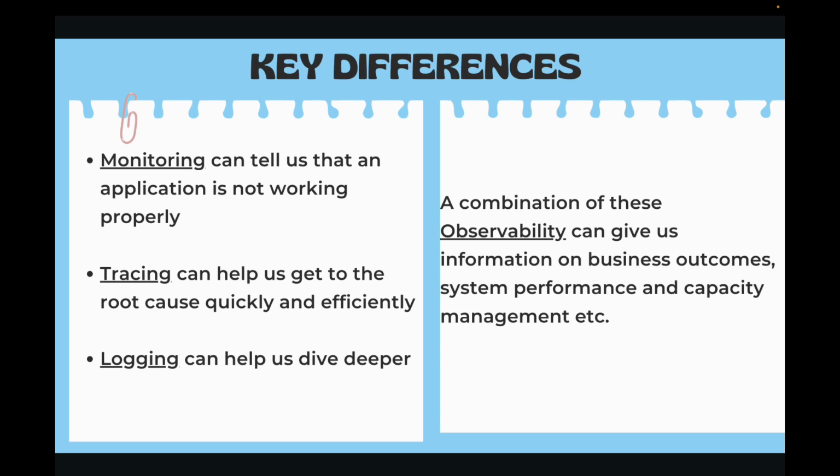So observability is a combination of monitoring, tracing, and logging. Really, monitoring, tracing, and logging are the technical side of things, whereas observability is the combination of those three technical aspects that will help you with the key decisions you can take around business. So basically, observability is used to achieve your business objectives with your underlying system. So those are the key differences between monitoring, tracing, logging, and observability.